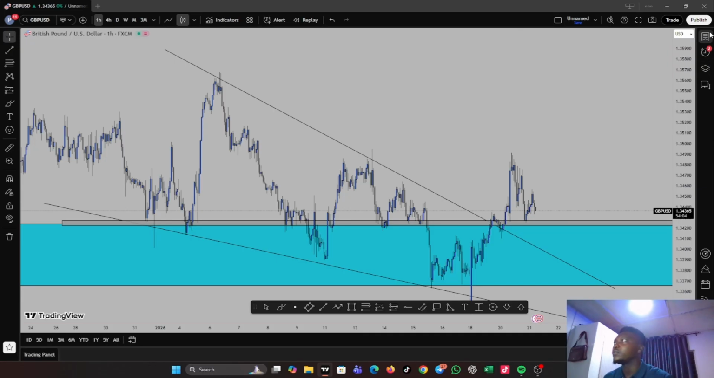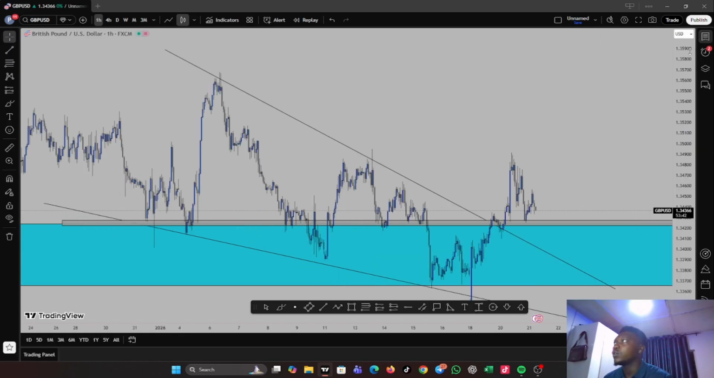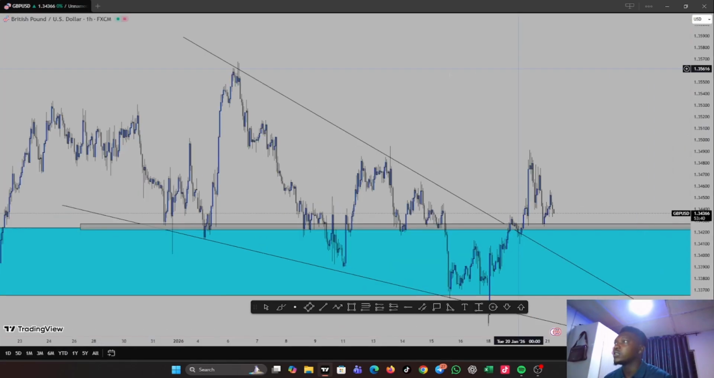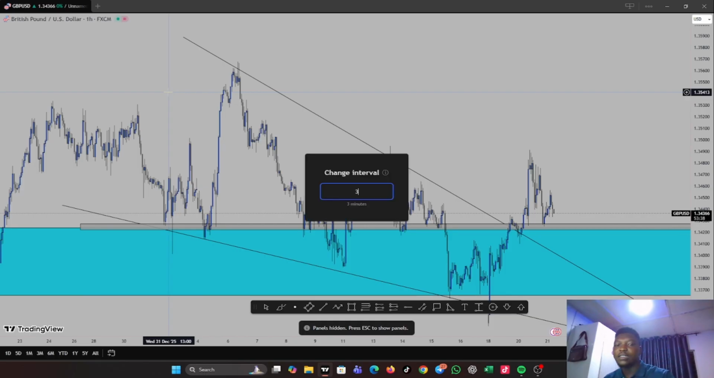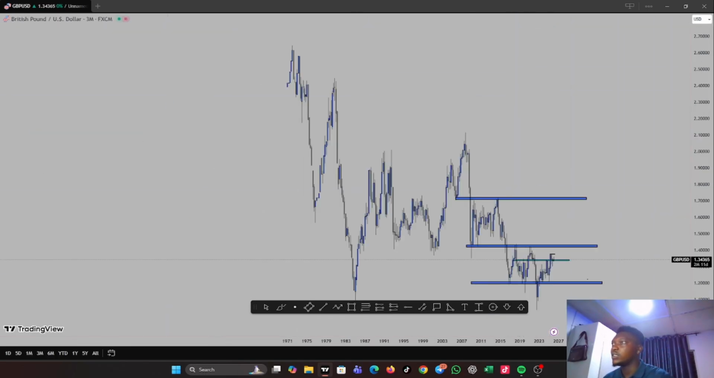So I start from GBP USD. These are the pairs I'm going to be analyzing. We have the major pairs, commodity, indices and cryptos. I'm a swing trader, so this is not much for me. If I'm a day trader, you might probably say this is much, but as a swing trader, this is still very okay.